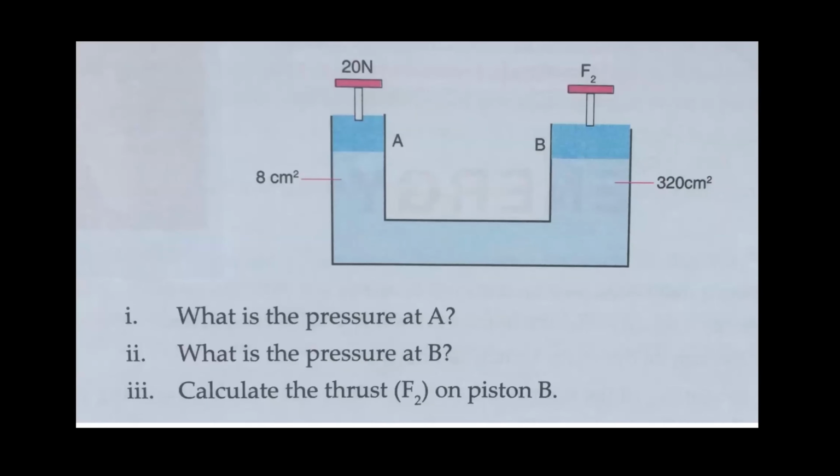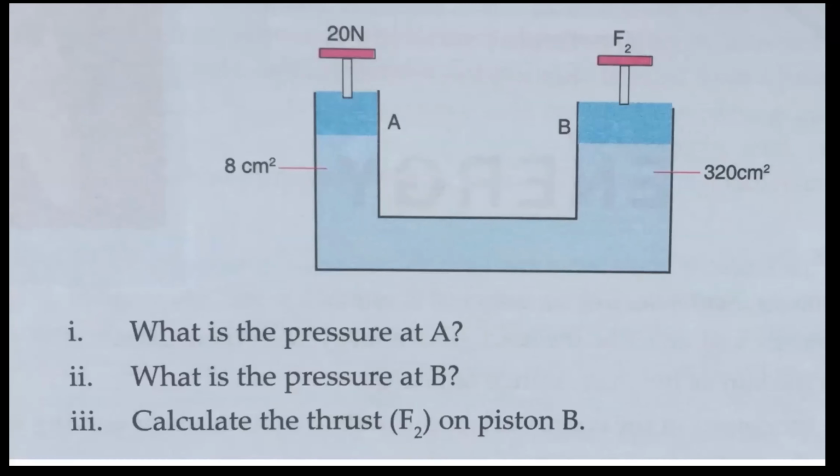This is the last question, dear students, and a similar diagrammatic question, which you can see on screen, with the quantities given. In the diagram, we have 8 cm square, which is the area, and 20 Newton, which is the force on piston A, or cylinder A. Here 320 centimeters square is the area of piston B, and F2 is not given.